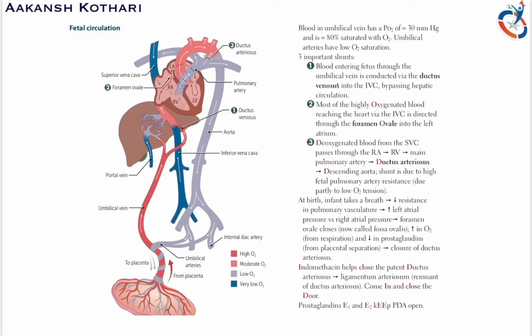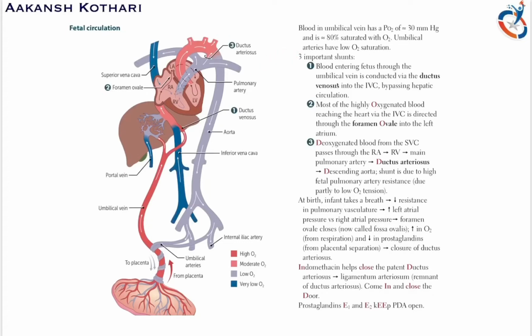In the fetal circulation, the umbilical vein has partial pressure of oxygen as 30 mm of Hg and is 80% saturated with oxygen. That means the umbilical vein carries oxygenated blood. Correct? Whereas on the other hand, the umbilical arteries have low oxygen content. That means the umbilical artery carries deoxygenated blood. Is it clear? Now let's talk about the three important shunts.